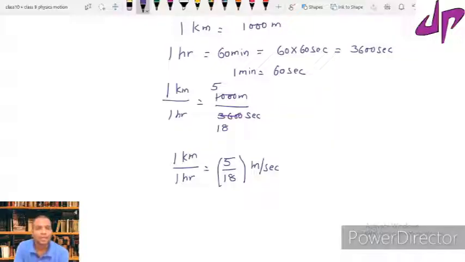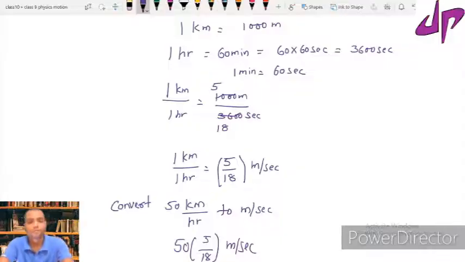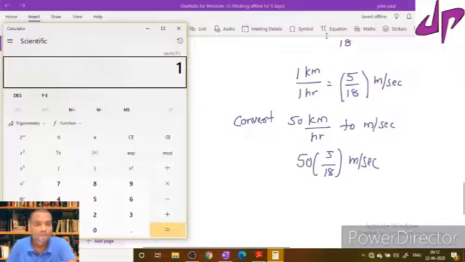Okay. Now we need to convert 50 kilometer per hour to meter per second. Now you just multiply 50 in terms of kilometer per hour. You can put this value 5 by 18 times meter per second. If you solve this, I am having here a calculator, I can use calculator now.